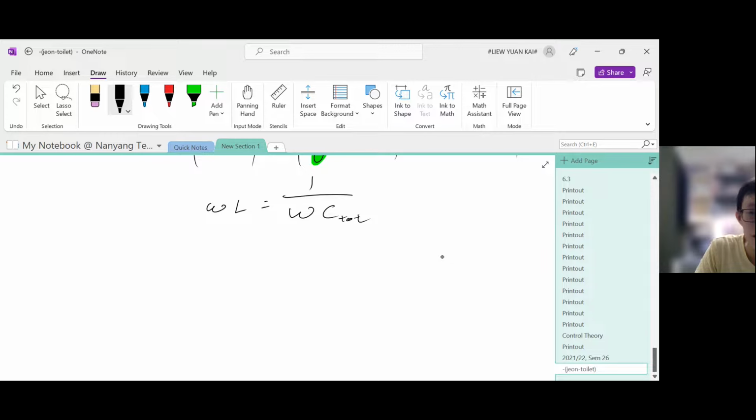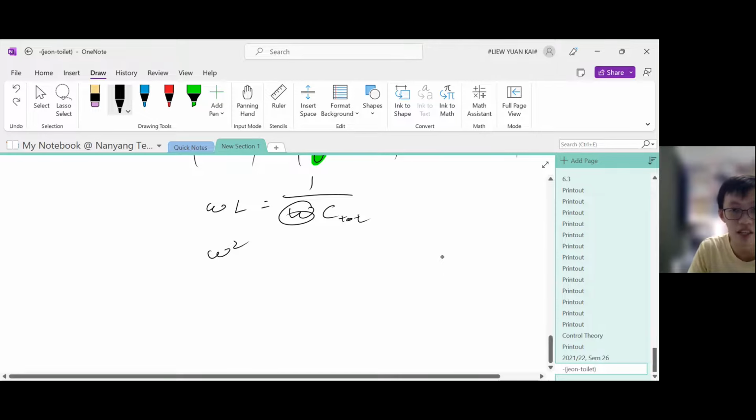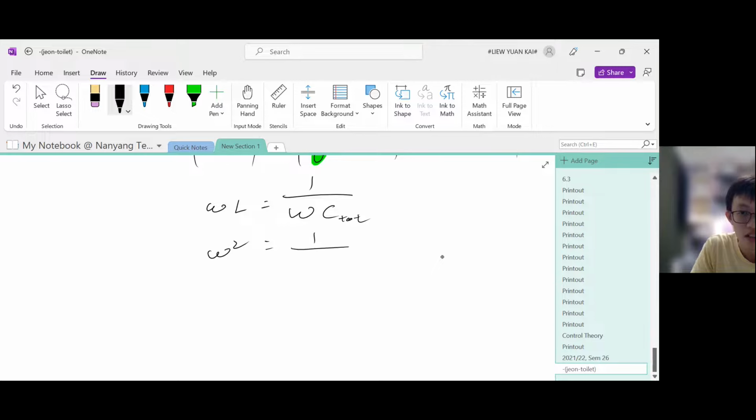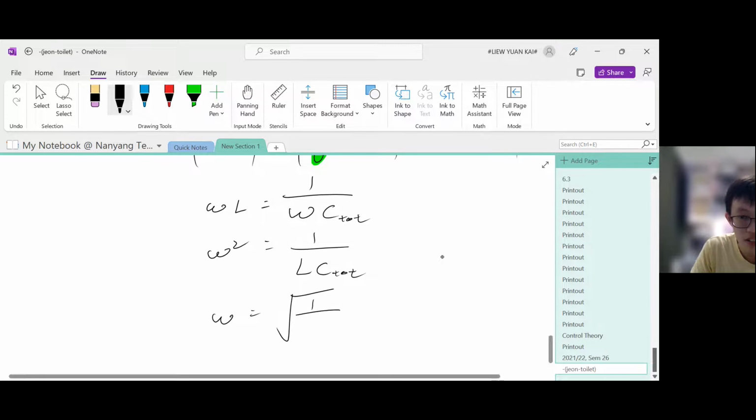Okay, so now we have to make omega the subject, right? So this omega, I move it here, so it gets omega squared, and this L, I move it down here, so it becomes 1 over LC total. Then this square, I bring it to the other side, becomes square root. So square root of 1 over LC total.